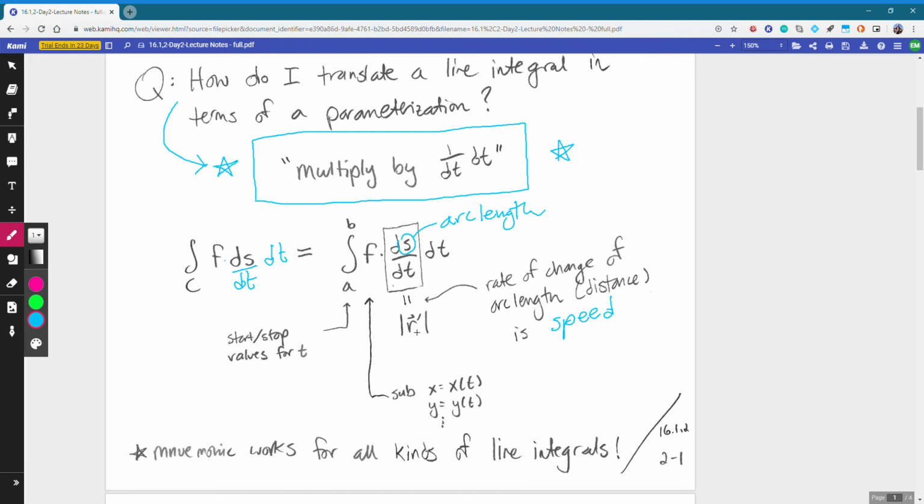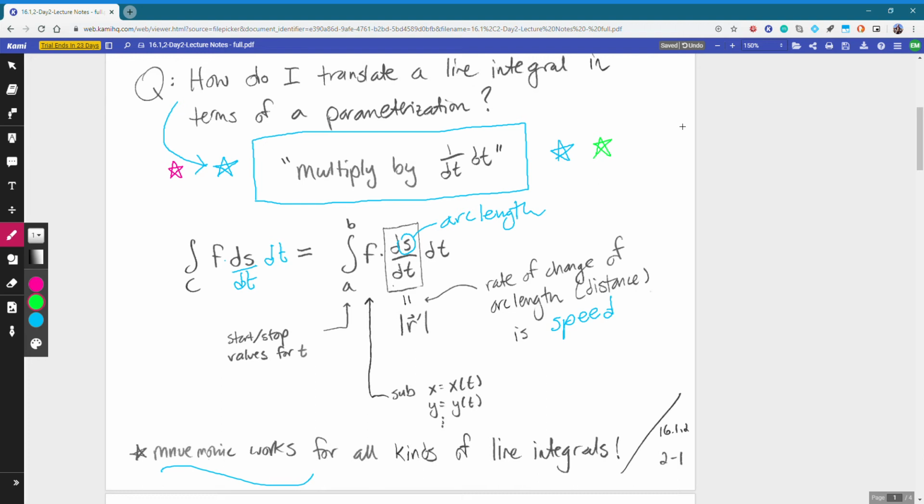And so it's in this way that the mnemonic shows us how our line integral translates. And what's nice is that as we introduce various kinds of line integrals, the mnemonic works for each and every one of them. So this is a really nice catchphrase to keep in mind as we go forward and work with these line integrals. Let's say it together.